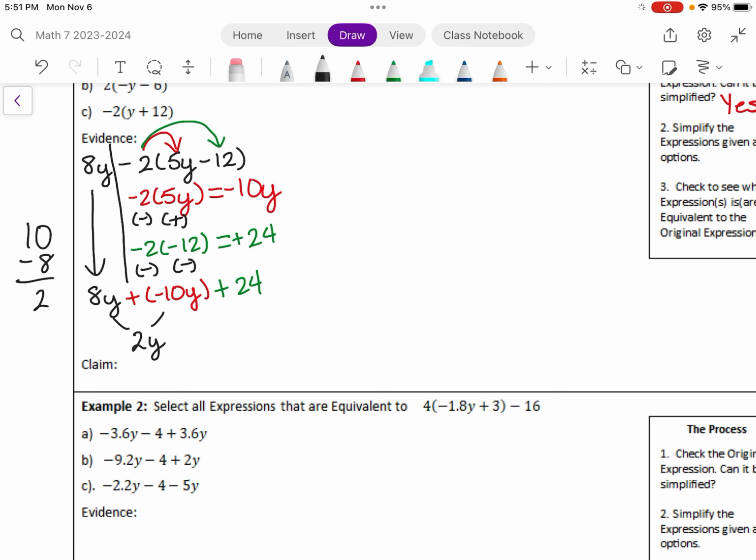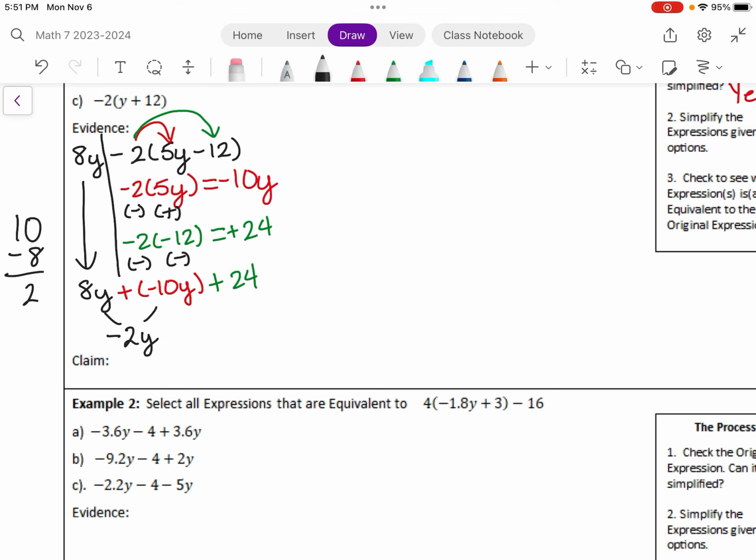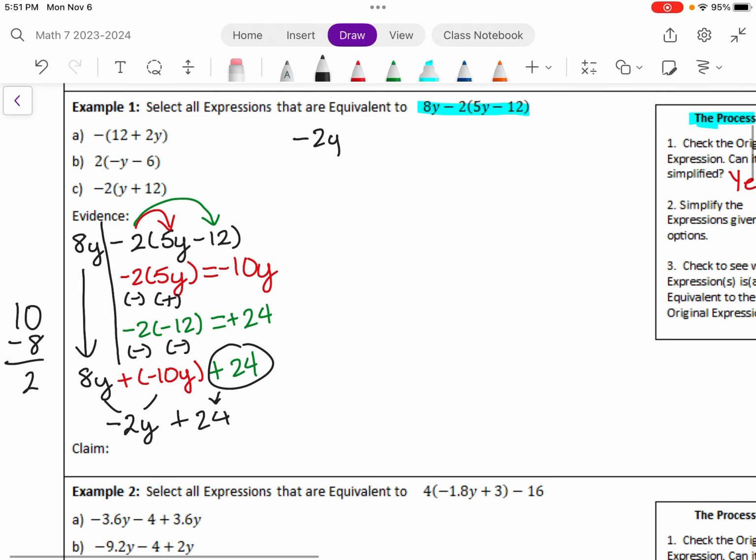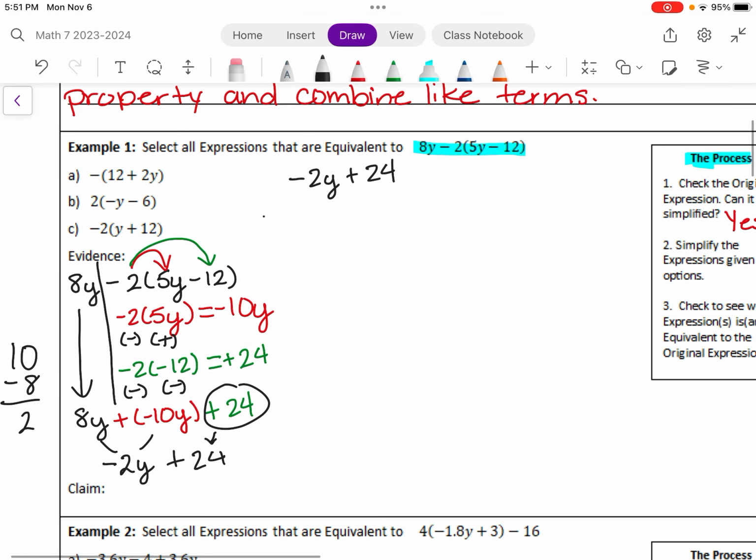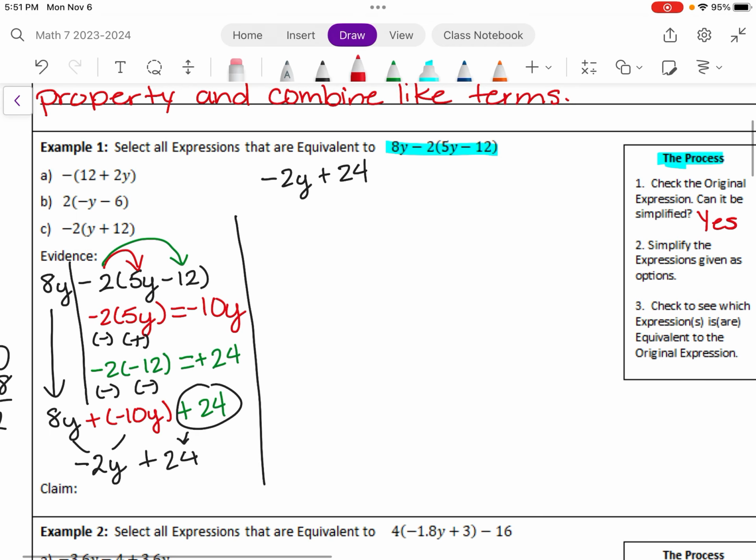Remember, with the sign rule for addition, the sign is based on what we have more of. In this case, our 10 is bigger, which means we have more negatives. This is going to be a negative 2y. And then I am going to bring down my plus 24. So this is our new expression that we're going to look for: negative 2y plus 24. Let me draw a line just so we know that we're starting something else. Number 2 on our process says simplify the expressions given as options.